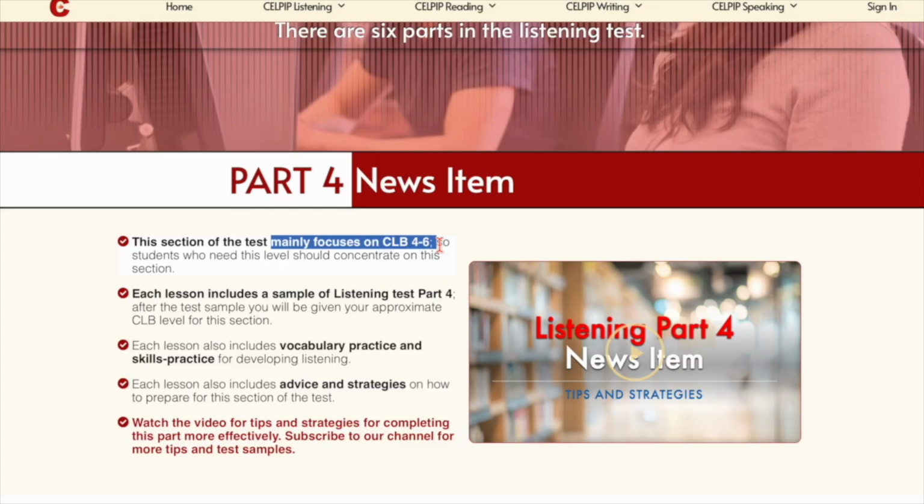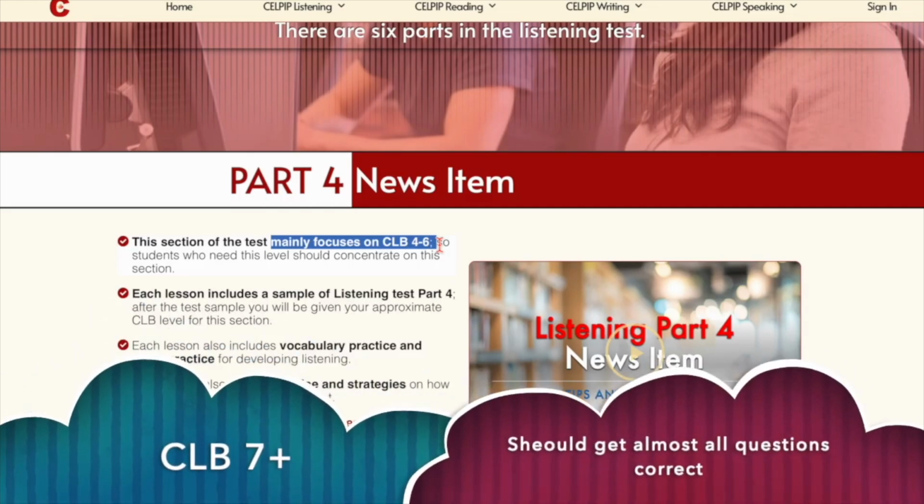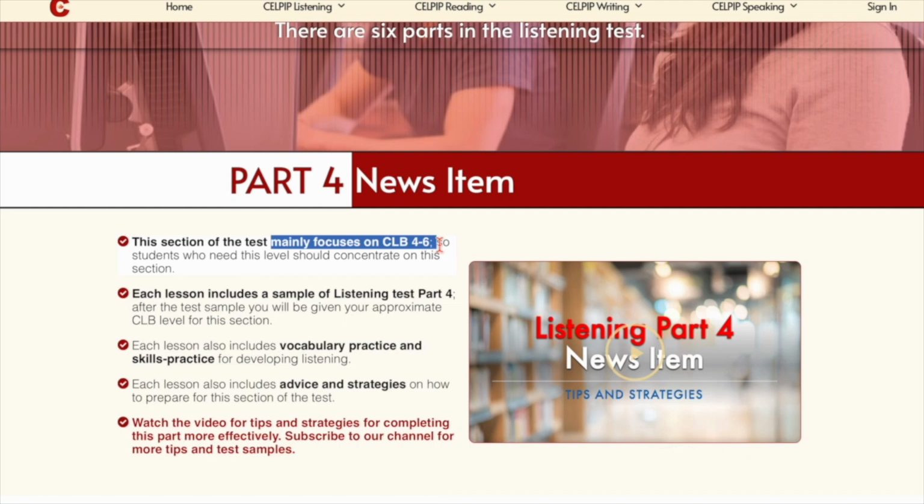And definitely easier than part 5 and part 6. So CLB 4, 5, and 6, we can still do better in this part. And for level 7 or higher, well, this part should be more familiar for you and you can probably get everything correct. And usually 7 or higher, they get all the questions right, okay? Because it is familiar and easier for you.